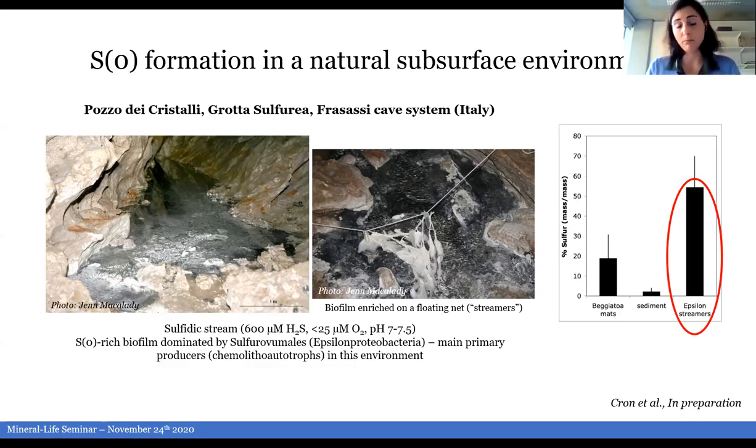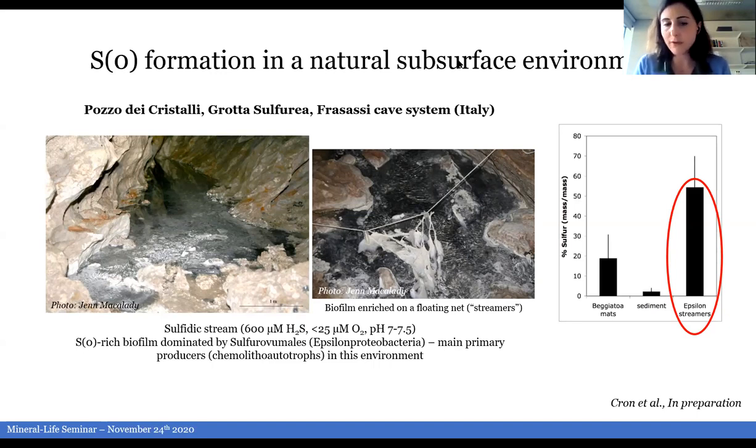Collaborators have characterized their microbial diversity, and they have shown that they are dominated by sulfur-oxidizers of the epsilon proteobacteria family. So they are closely related to the Escogiense species I described earlier. And those biofilms are extremely rich in elemental sulfur. Here on the right, we measured their sulfur mass concentration, and we see that they are up to 60% sulfur in mass. And this is very rich.